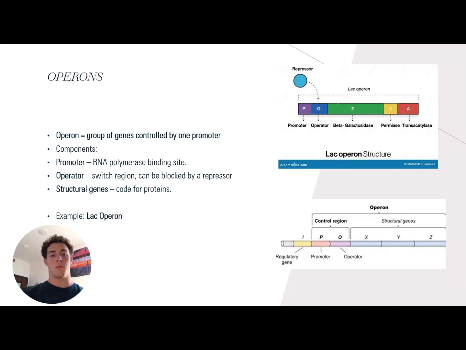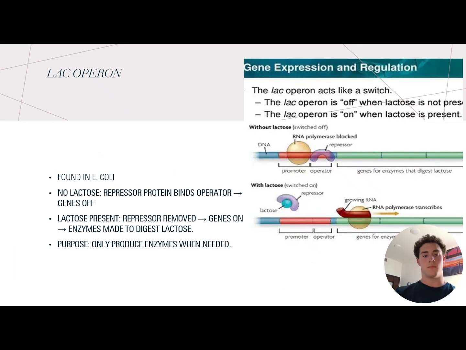An example would be the lac operon. The best example is the lac operon in E. coli. When lactose is not around, a repressor blocks the operator and the genes stay off. But if lactose is present, the repressor is removed and the genes switch on. The bacteria then makes enzymes to digest lactose. This shows how bacteria only make proteins when they are actually useful, which conserves energy.